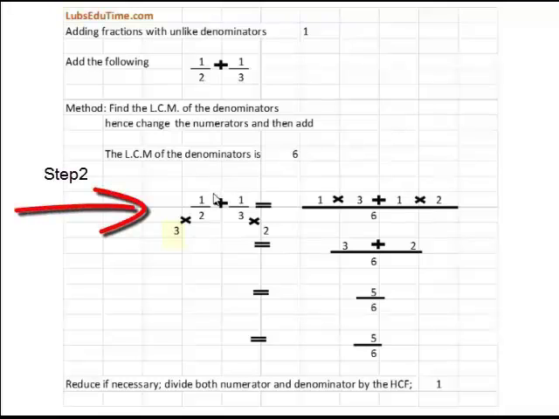So what number multiplied by 2 is going to give me 6? That's 3. 3 times 2 is 6. And you multiply the numerator by that same number 3. 3 times 1 is 3 here. You see that? Look here.